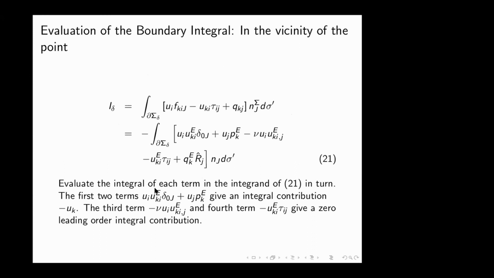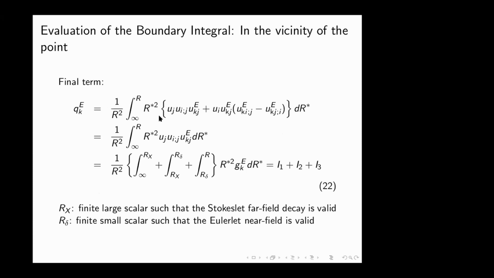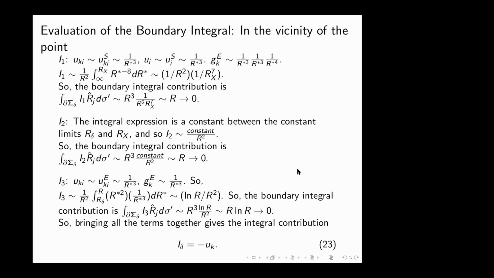Okay, so now this is a whole load of tedious calculation, which I'll just skip through. So it works out the first two terms give the contribution u minus uk, the third is 0 and the fourth is 0, and then this one has in it this potential. It's got to split up into 3 bits, and then each of those 3 bits has to be worked out separately. And then when you do that, it all gives 0. So the integration around delta is minus uk.